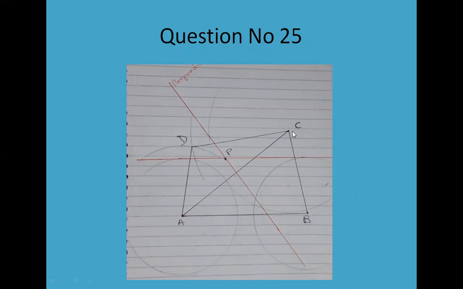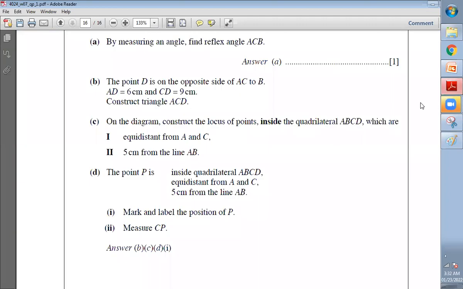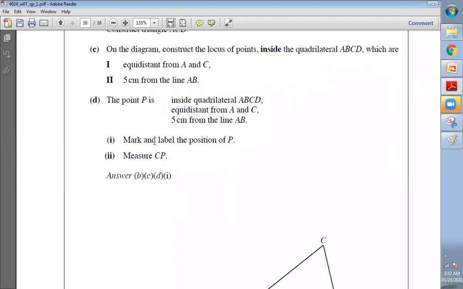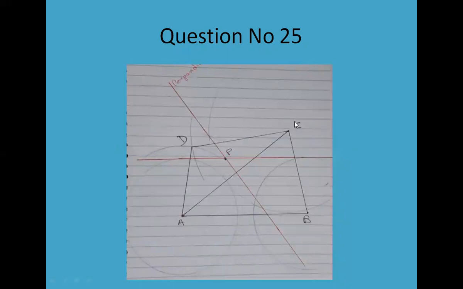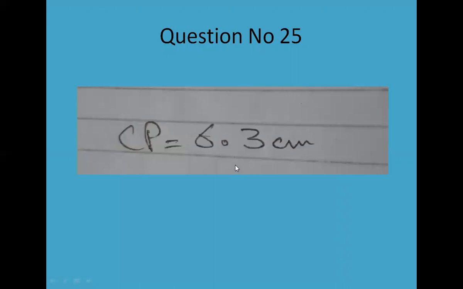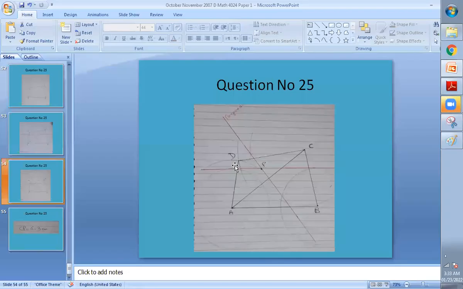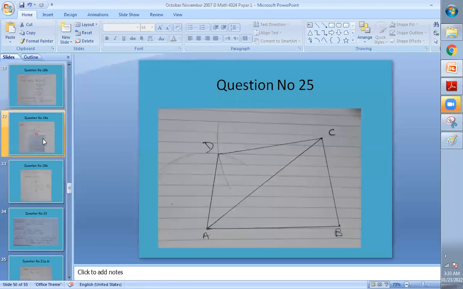Then they ask you to measure CP. Okay. So let me show you the question first. The last question is mark and label the position of the P and measure the CP. So we will measure the CP. So you have to measure CP with the help of the scale. And that will be 6.3 centimeter. So we are done.